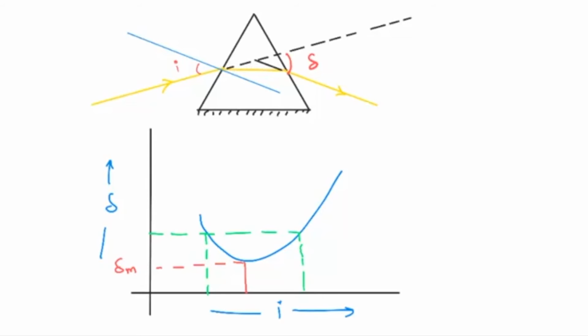Now, after you are done measuring all values of delta, because you are going to do this using the spectrometer, then what will happen here? If I am doing this, this is my prism table.